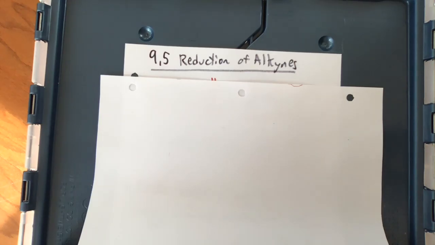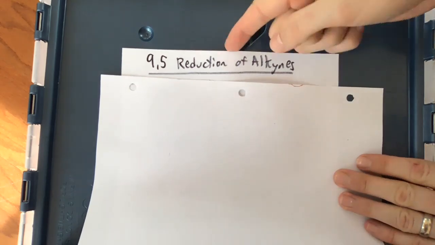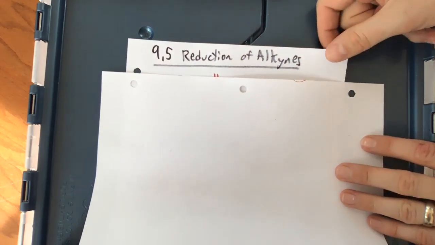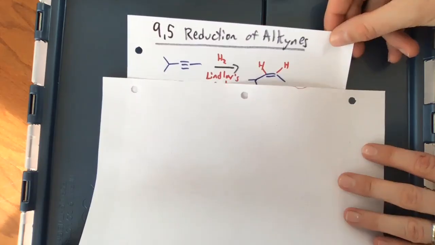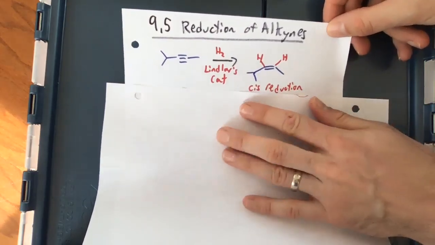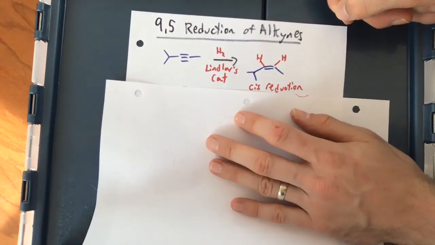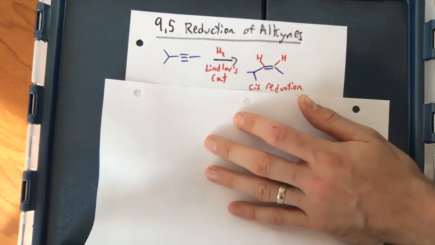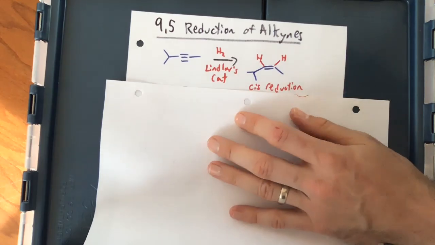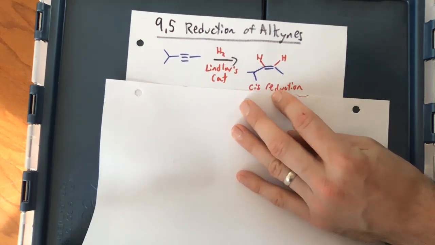And we've already seen one type of alkyne reduction that we covered in the catalytic hydrogenation section, which is the cis reduction or syn reduction of alkynes using hydrogen and Lindlar's catalyst to make a cis alkene.